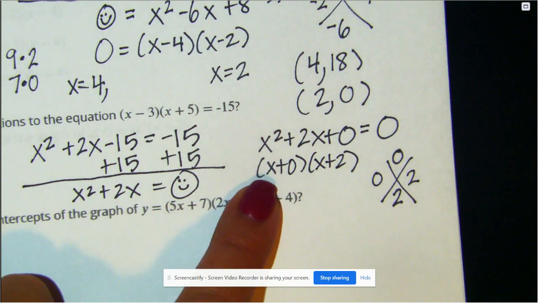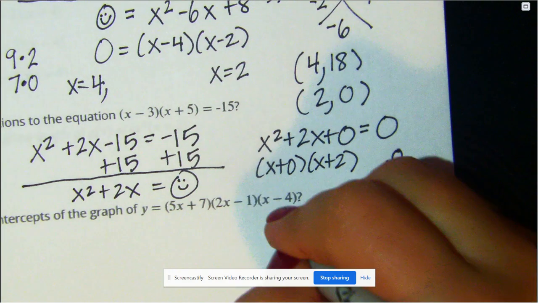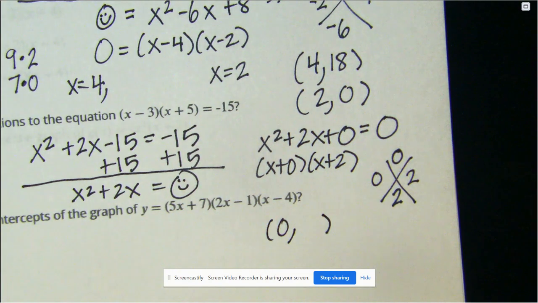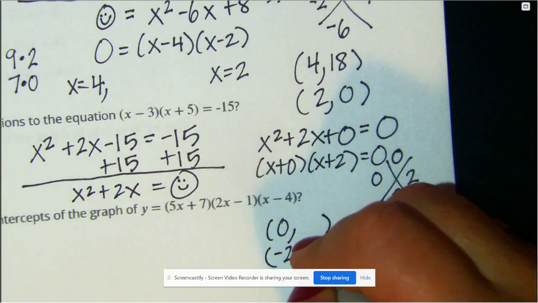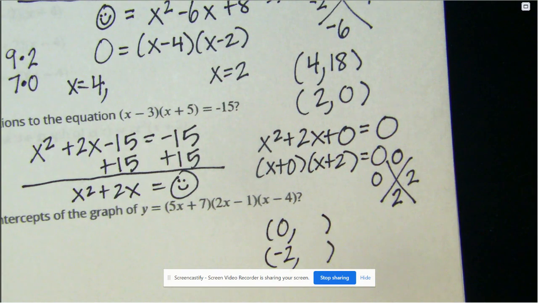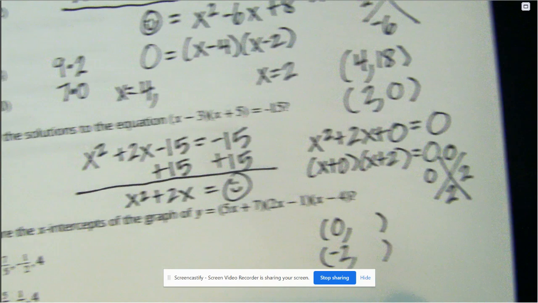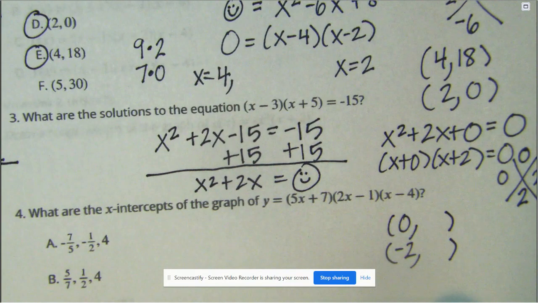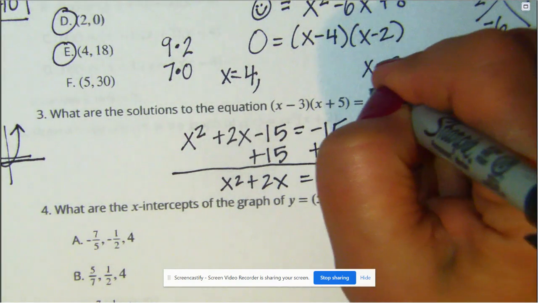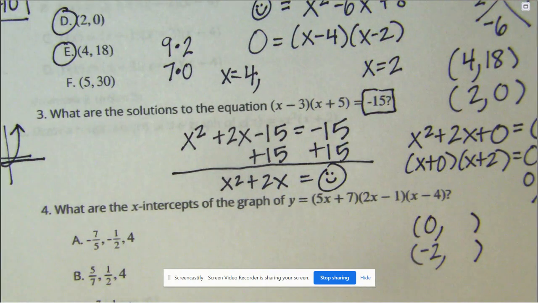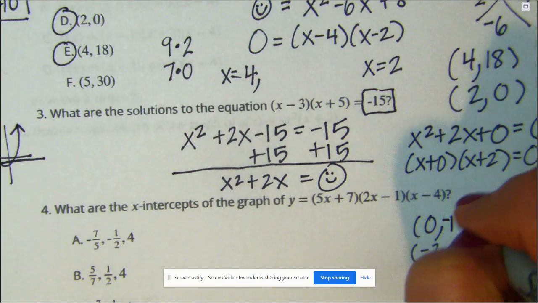Well, what will make this guy 0? 0. So one of my answers is 0. And then what will turn this into a 0? Negative 2. Now this one, you might hopefully recognize that you already know what the output is, right? Because if you plugged it in, this equation, no matter what, is always negative 15. So I already know those are the answers.